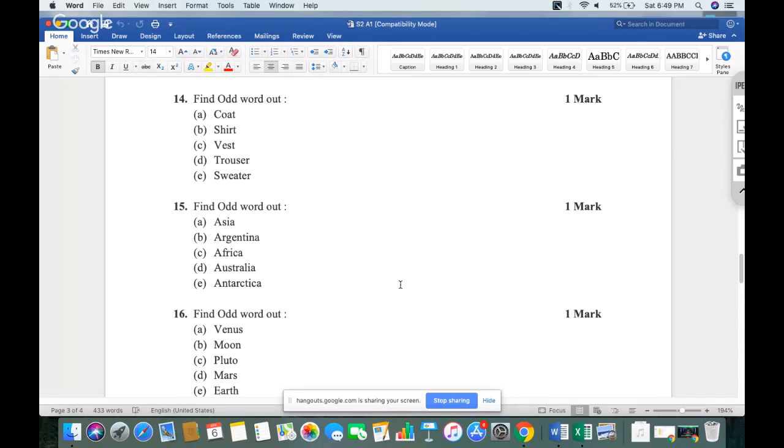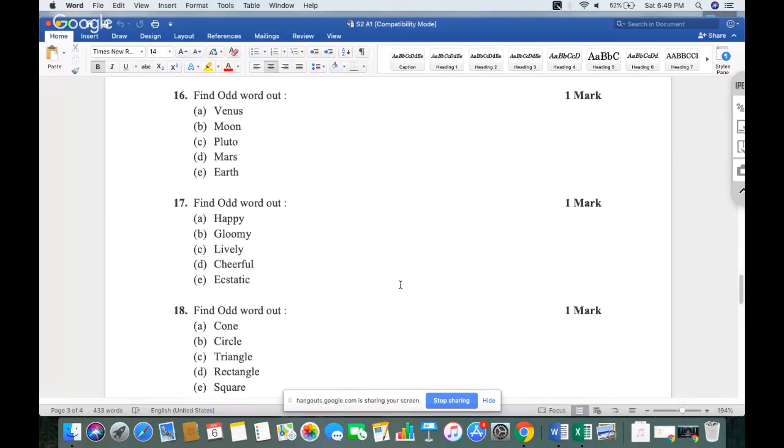Here the answer would be Argentina because Asia, Africa, Australia, and Antarctica all are continents. Argentina is a country. Now let's go to question number 16. What's the answer? Let me check what answer you have given. Question number 16, moon is the right answer because all others are planets.